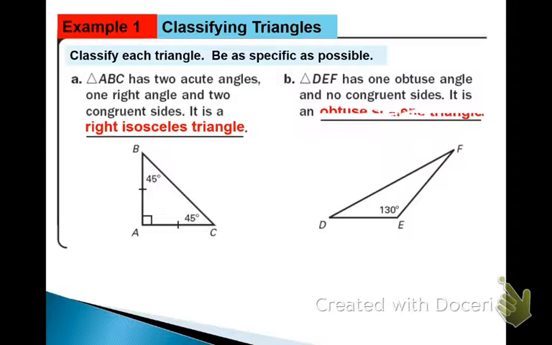Scalene. Remember that equilateral has 3 congruent sides, isosceles has 2 congruent sides, and scalene is the weirdest word of all. Would we agree? Yes.